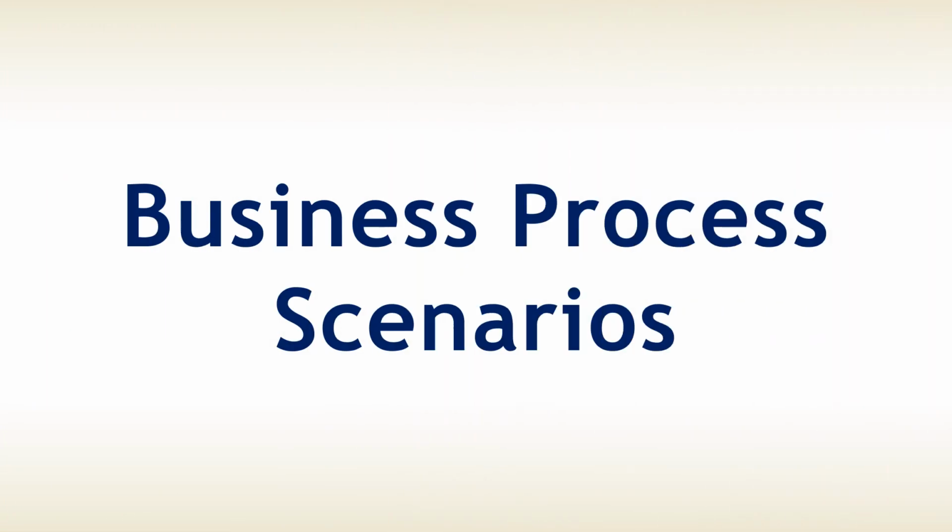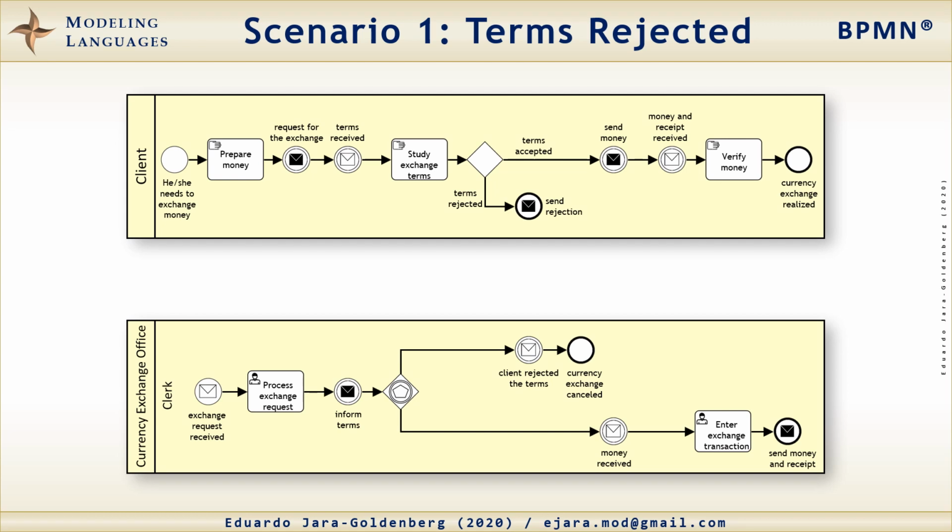Business Process 2 Scenarios. The business process comprises two scenarios. In the first one, the client rejects the terms offered, and the whole transaction is cancelled. In the second one, the client accepts the terms, and the currency exchange is accomplished. Now let's examine the first scenario step by step using BPMN terminology.